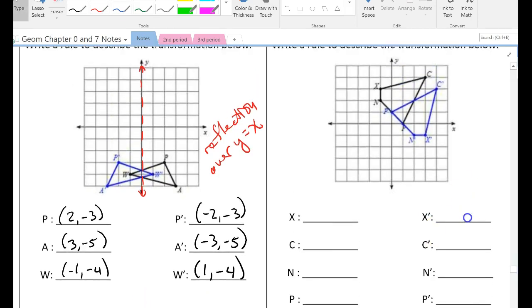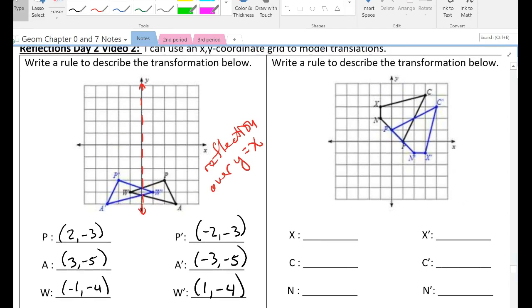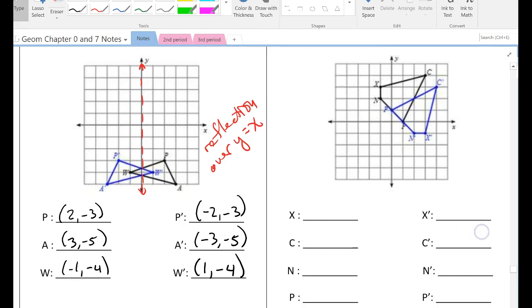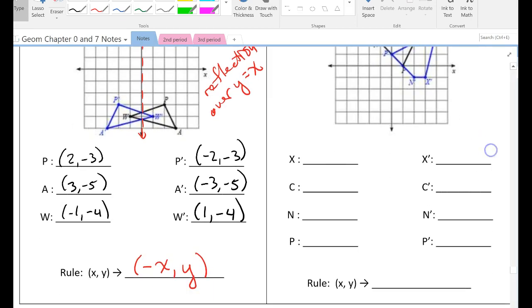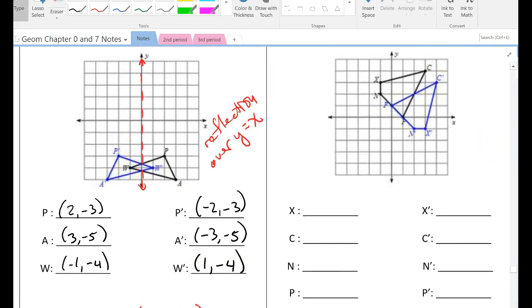Alright, go ahead and pause the video again and give this one a try. So you're going to write the coordinates for X, C, N, and P, and then X prime, C prime, N prime, and P prime. Hopefully you can get an idea of what's going on in the picture, of what it's a reflection over, and then you can write your rule for that. So pause the video now, work this out, and when you restart, the solution will be up there.